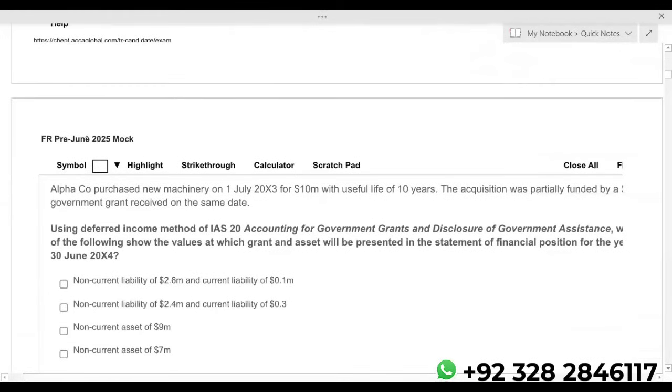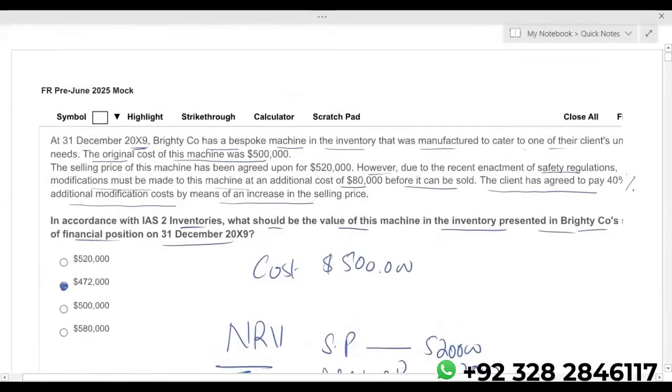Question. Great. Who is paying 40%? Now look at this. The selling price of this machine has been agreed upon at 520. And this XYZ machine I have made for a particular customer, and that customer is ready to pay me additional, how much? 40% of the modification cost. So don't you think so? You have agreed a price of 5,20,000 and due to the change in the law, you have to bear a cost of 80,000 and your customer says, okay, 40% I will pay. So you're not going to take that? Okay.